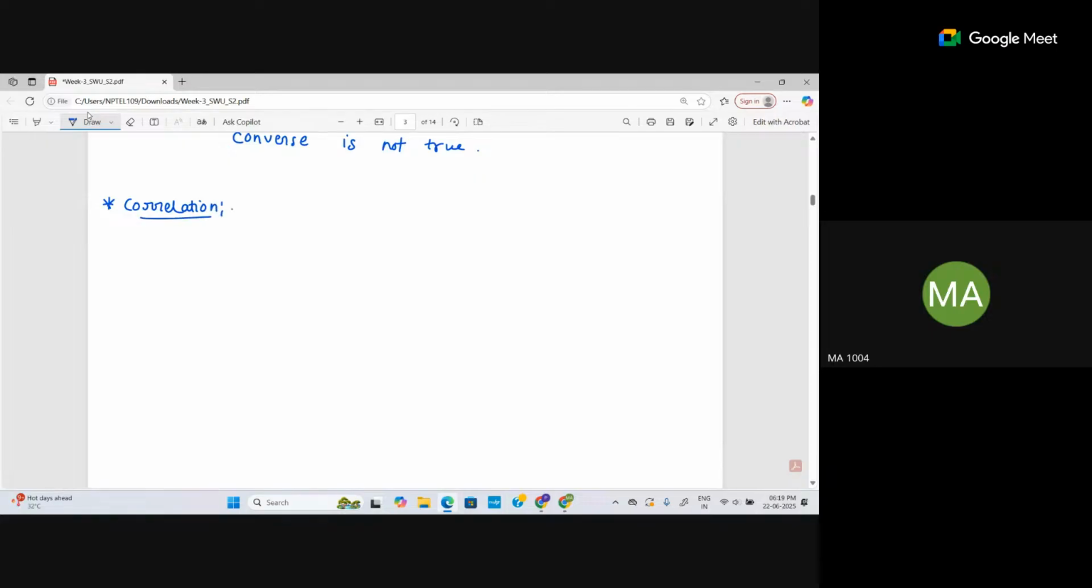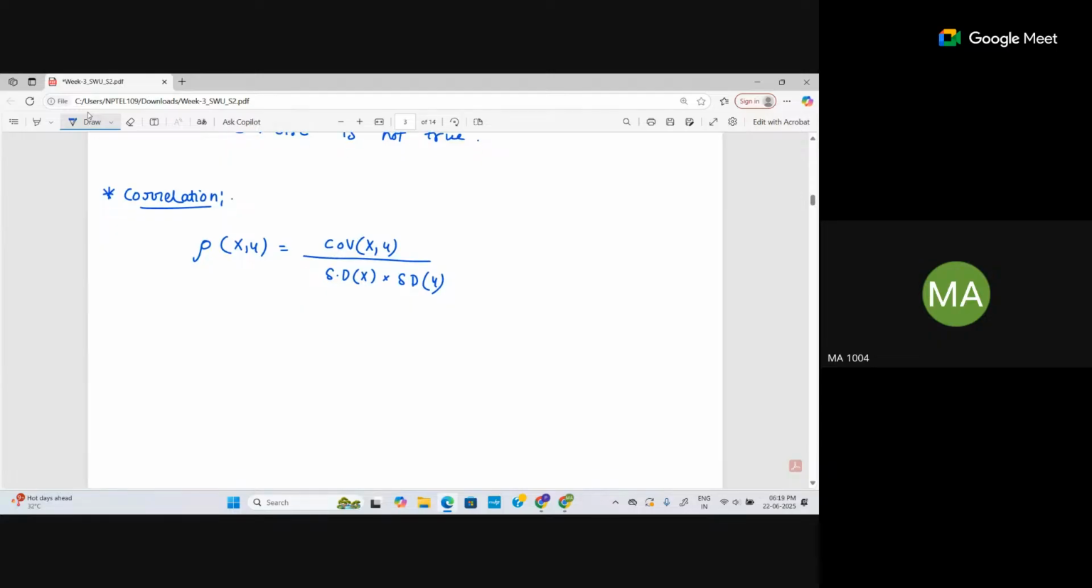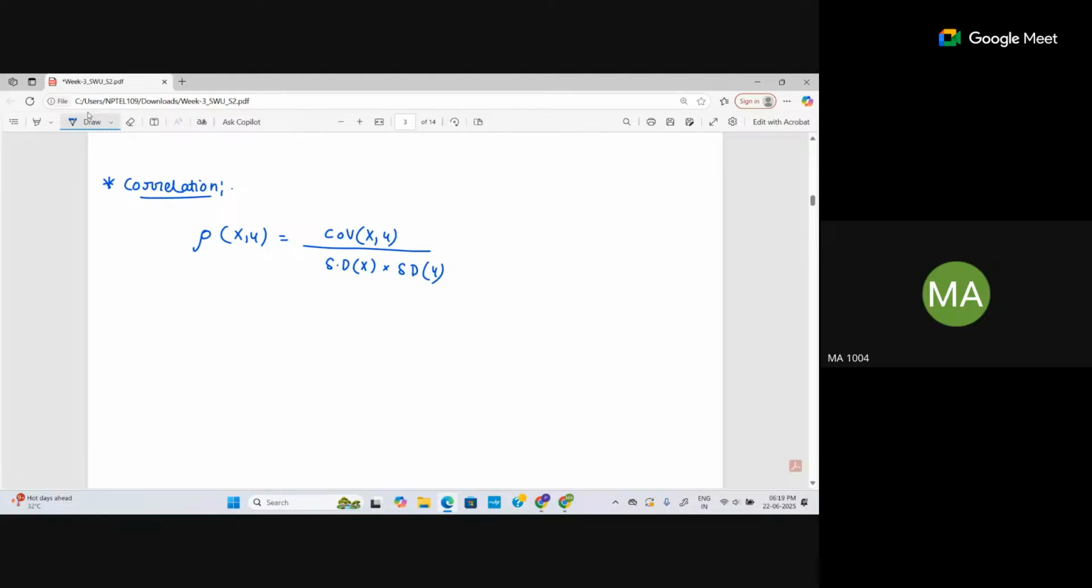So the formula for correlation is represented like this. It is nothing but equal to the covariance of x comma y divided by the standard deviation of x multiplied by the standard deviation of y. So this is the formula for correlation, and correlation always lies between -1 and 1.